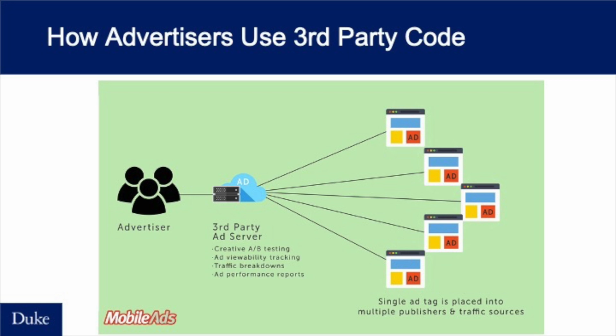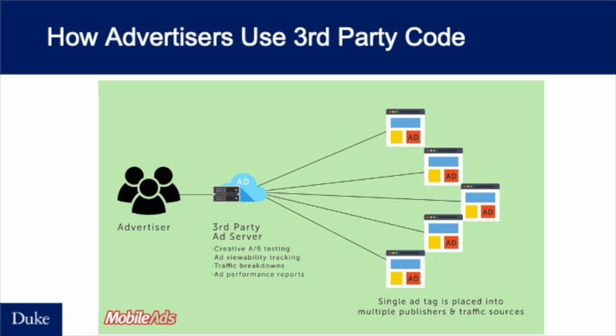So here is a visual of how advertisers use third-party code. You can see on the diagram, you have your advertiser, and then you have your third-party ad server. What the third-party ad server does is it sends the advertiser's information to embed it into all of these different advertisement spots on different websites. And as you can see, it is useful for advertisers, and it's useful for website developers.